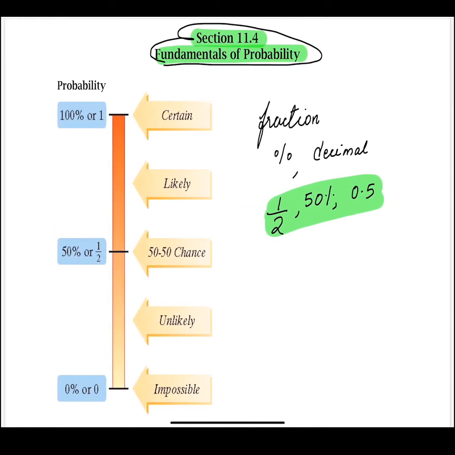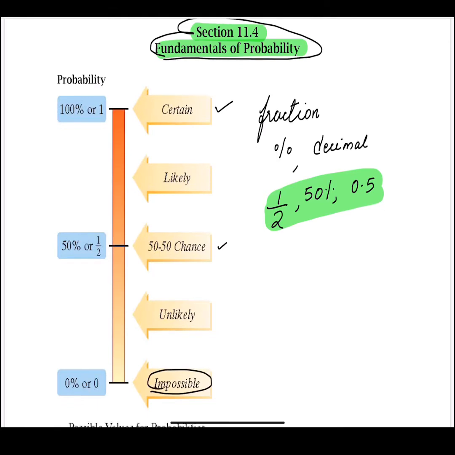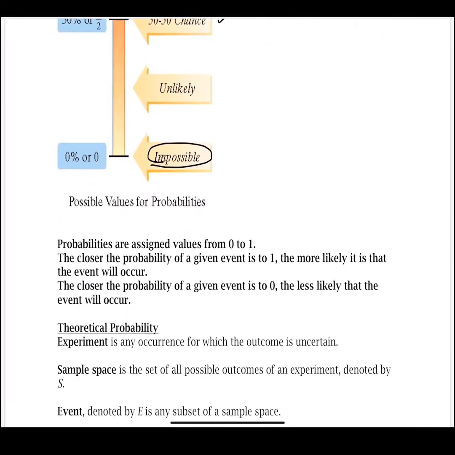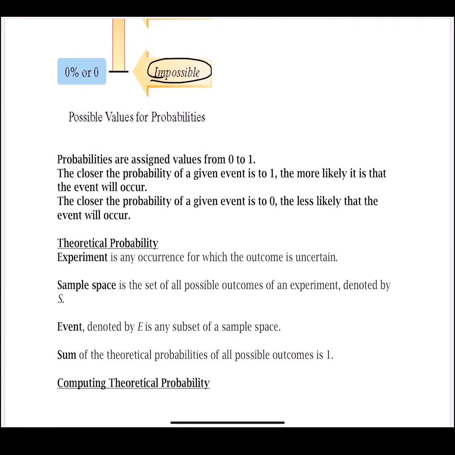Probability 100%, that means you're so sure it's going to happen. Probability 50%, half and half, right? Probability 0, that is completely impossible. It cannot happen, right? So possible values of probability: probabilities are assigned from 0 to 1. So that is 0% to 100%. 100 percent is also represented as 1 when you give it to me as a whole number.